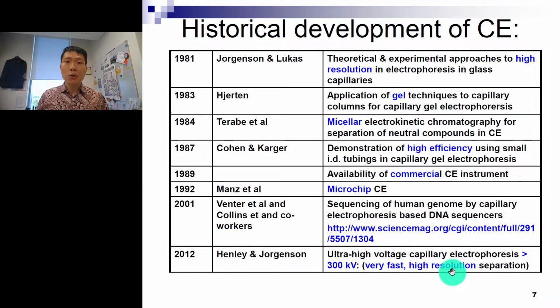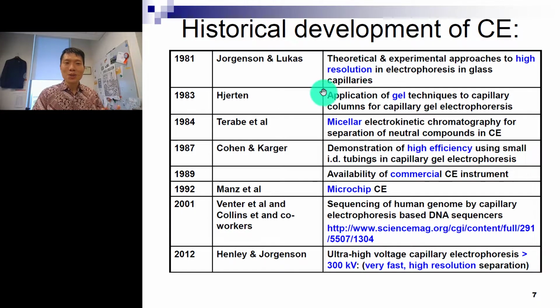Now, there is some historical development of CE. It started in 1981 by Jorgenson and Lukacs from Europe, who did experimental and theoretical work on how to improve high resolution in electrophoresis. Take note, at that point in time, it wasn't today's capillary. It was a glass capillary, very fine. But glass is very brittle, so it is not sustainable. Any careless mistake, you can break it, then you can't do the experiment anymore. And sometimes you have a precious amount of sample, you don't want to lose it, and you don't want the machine to break down.